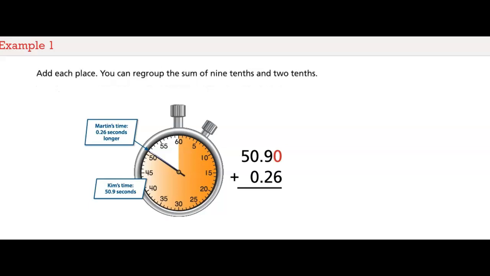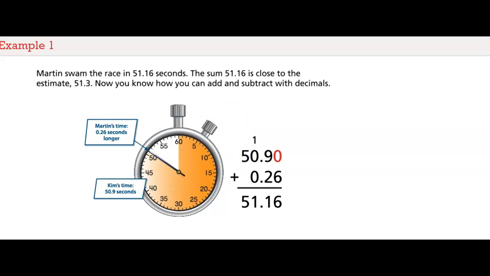Add each place. You can regroup the sum of 9/10 and 2/10. Martin swam the race in 51 and 16 hundredths seconds. The sum, 51 and 16 hundredths, is close to the estimate, 51 and 3/10. Now you know how you can add and subtract with decimals.